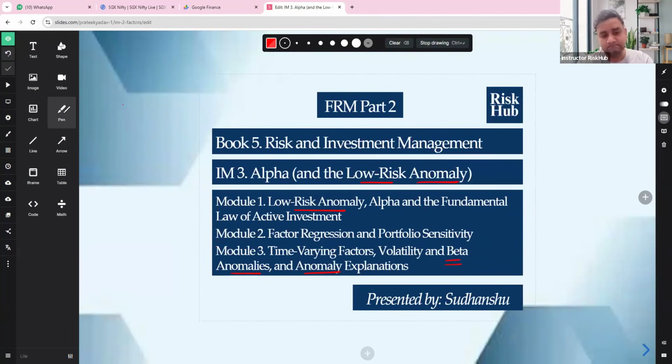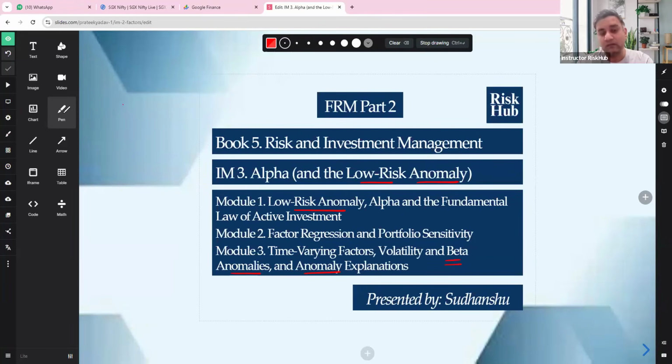So again, what students should understand here is that this chapter is really about one big question: can investors earn abnormal returns, which is also called alpha, in a way that traditional theory does not fully explain? That's why it is called an anomaly. The low risk anomaly is important because it challenges one of the most basic ideas in finance, that higher risk should give you higher return. But in practice, sometimes low risk stocks outperform higher risk stocks, which is very surprising.